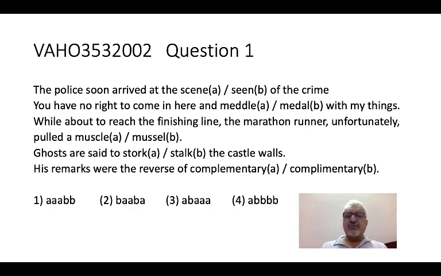Third one says, while about to reach the finishing line, the marathon runner unfortunately pulled A or B. Yes, it is A. An athlete or a runner or a cricketer or a footballer pulls a muscle. All right, and that muscle is a part of the body that we have in our limbs. So, pulling a muscle will be the first option. The spelling of the muscle that we have in our body is M-U-S-C-L-E. Therefore, it is indeed the first, A, as the answer. What is the second one? B.